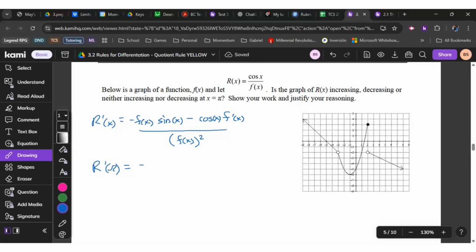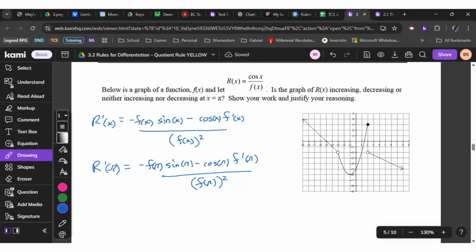Let's write it up. Negative f of pi times sine of pi minus cosine of pi times f prime of pi, all over f of pi squared. Now, the truth is, we don't care about the number, because we just need to know positive or negative. So the fact that it's at pi and you're a little freaked out, thinking f of pi, I can't find that, where is that on my graph? Don't worry about it. You just need to know the sign, right?